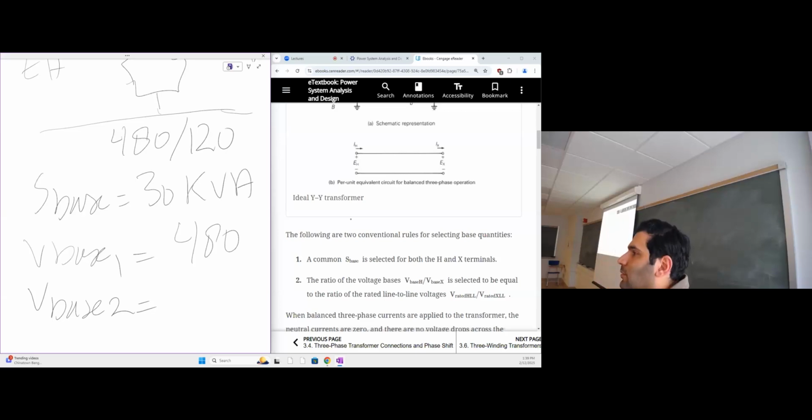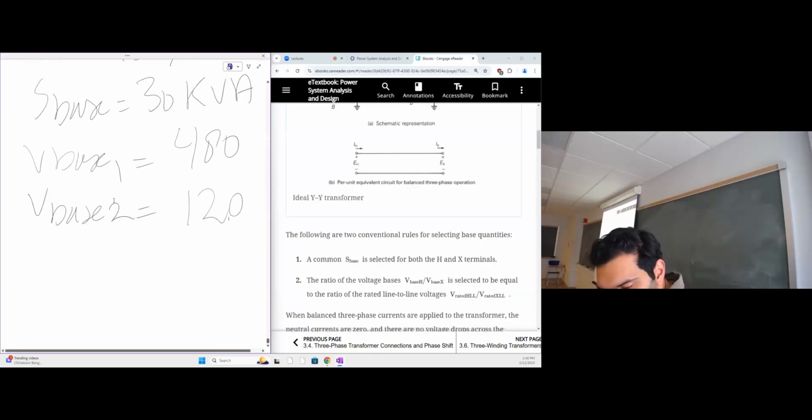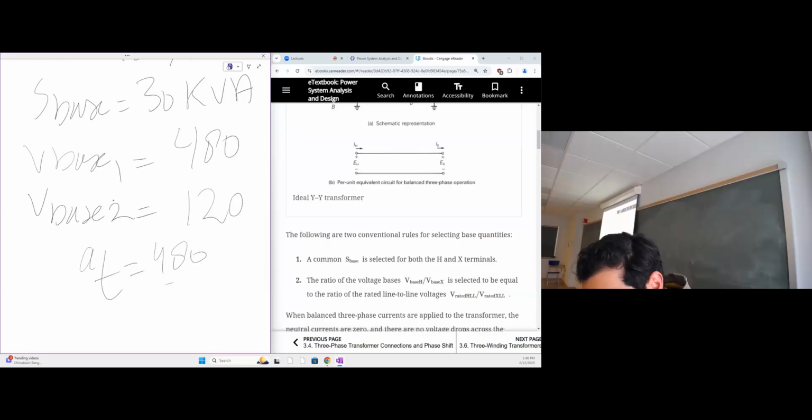What about V base 2? Yeah, it's not 480. Some people might go tomorrow and put in the homework 480 and continue solving the problem. No, we need to consider the ratio. Here the ratio is 480 divided by 120, which is 4.